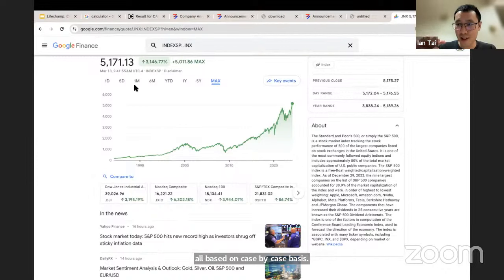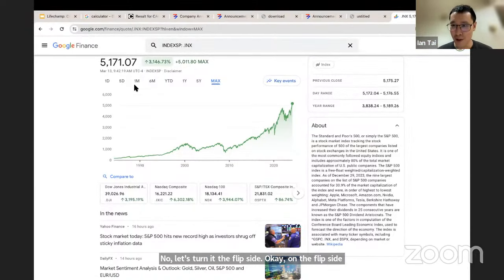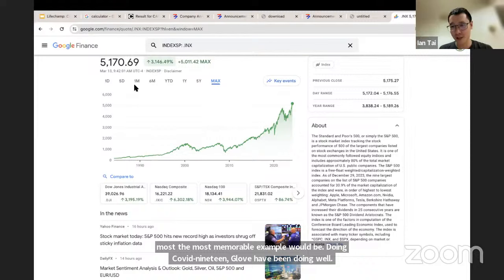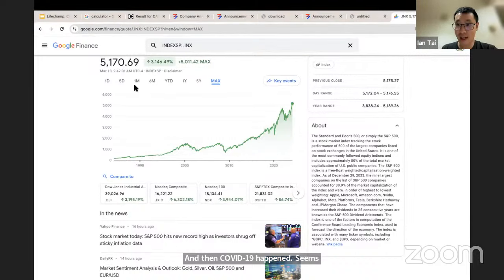Now, let's turn it to the flip side. The most memorable example would be gloves lah. During COVID-19, gloves did well. COVID-19 happened, boom. Glove demand was skyrocketing at that time. Profits were like 5x, 10x compared to the last year. So how do you calculate CAGR? You also avoid that funny year. You also avoid that durian runtuh year because it doesn't make sense.